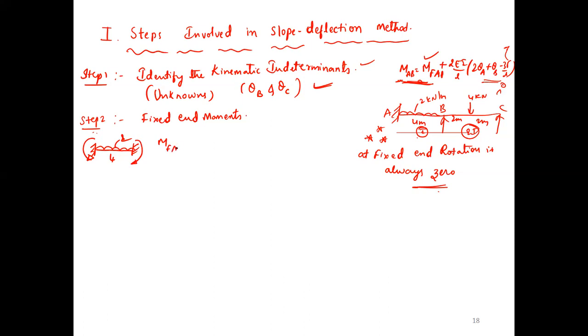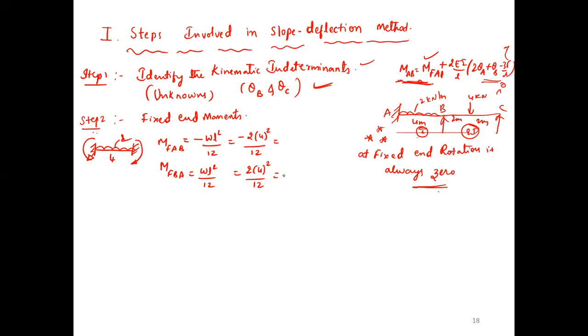What is MFAB? What is the equation? How much are you getting? What is MFBA? How much are you getting? 2 into 4 square by 12, that is 32 by 12. How much?